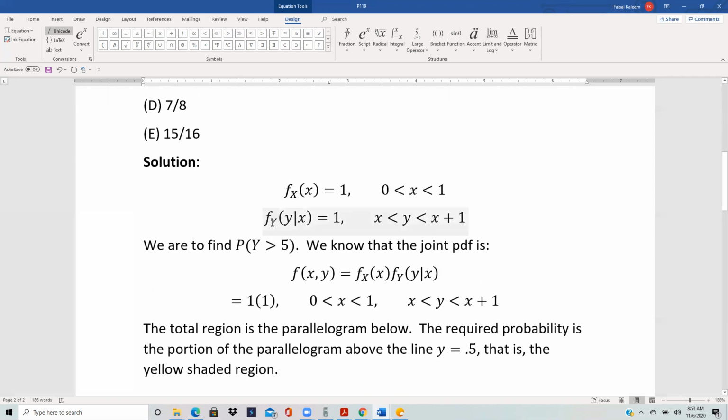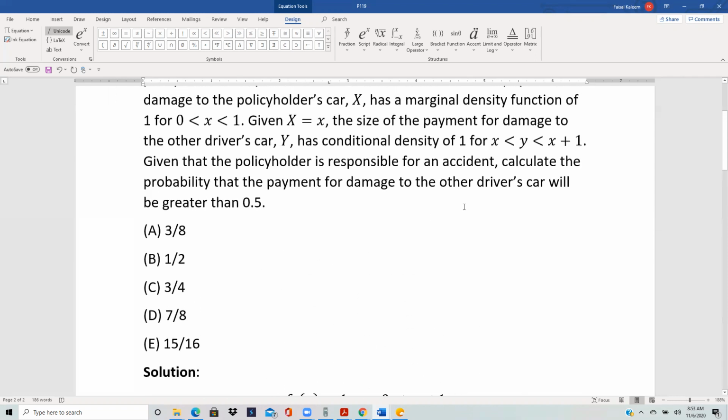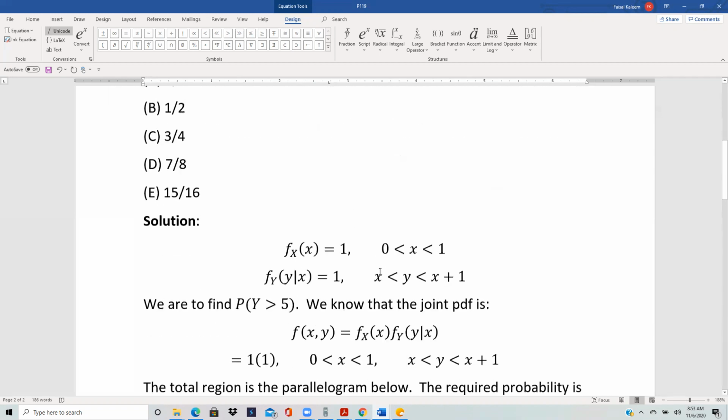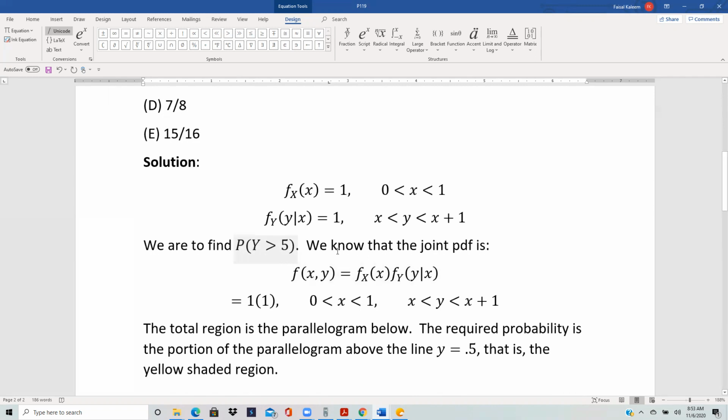So that means f subscript big Y, Y given X, because they said given X equals x. That's the conditional density for Y, and that's equal to 1 as told when y is between x and x plus 1. And we are to find the probability Y is bigger than 0.5. The damage for the other car is Y.